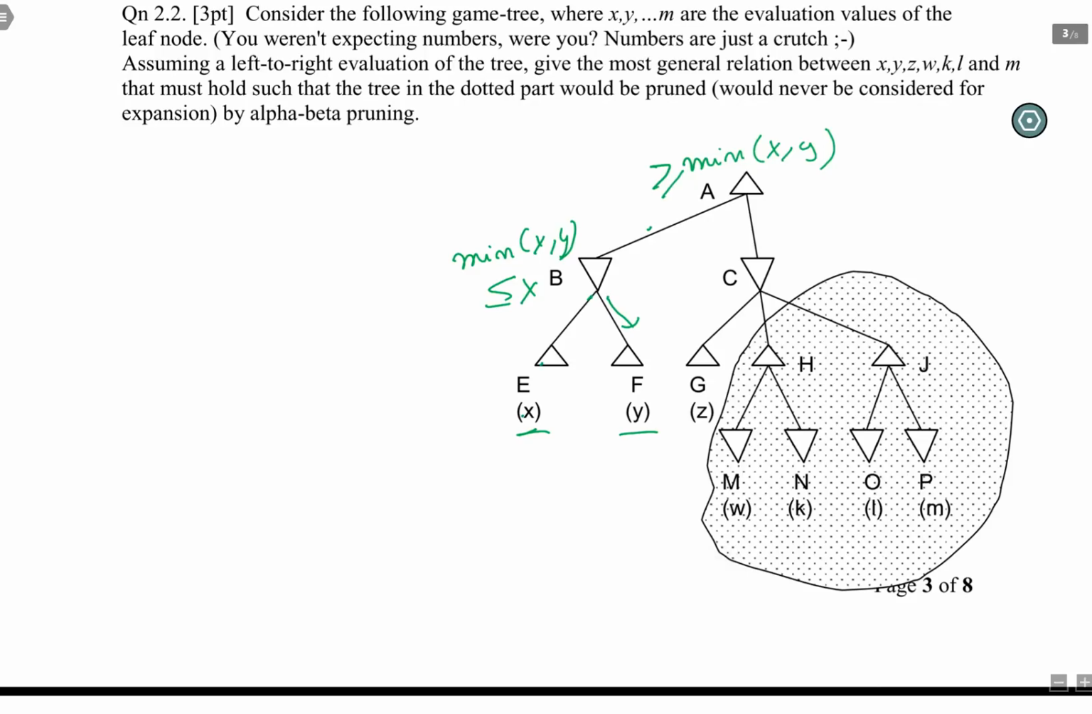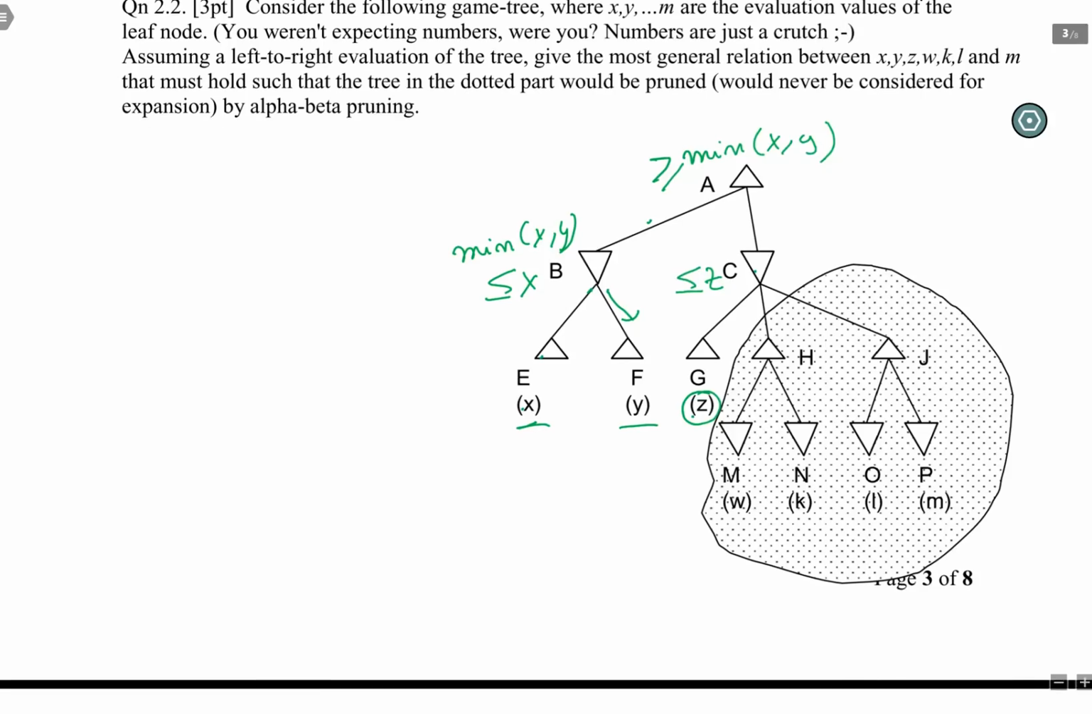Now at this point you come down, you go to C, go to G. As soon as you see G, that is Z, its value is Z, and so C's backed up value is less than or equal to Z. For you to be able to stop seeing the rest of this, it better be the case that C is saying less than or equal to Z, and A is saying greater than or equal to minimum of x and y. So you would stop if in fact min of x, y is greater than or equal to Z.